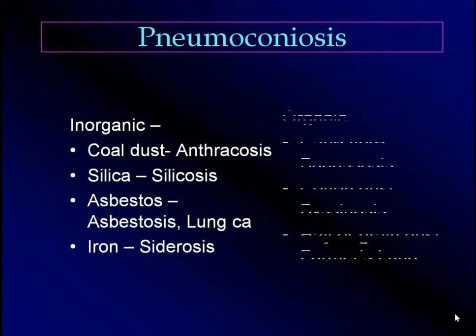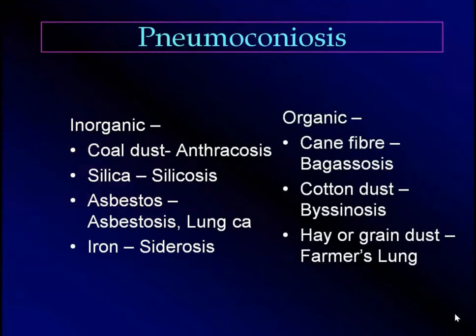Next are the organic dust particles. What exactly does organic mean here? Those are produced from plants. It can be cane fibers, meaning sugarcane. Sugarcane dust causes bagasosis. Then there are diseases caused by cotton dust, which is produced from cotton plants in the cotton industries. That disease is called byssinosis.